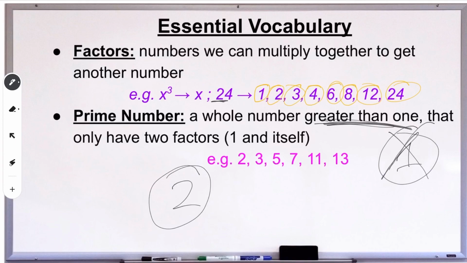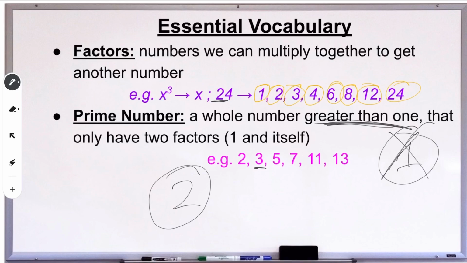Two is the only even number that is a prime number because 1 times 2 is 2. 1 and 2 are its only factors. There aren't any other whole numbers that you can multiply by another number to get 2. So from today on out, if you see an even number, immediately realize that one of its prime factors is 2.